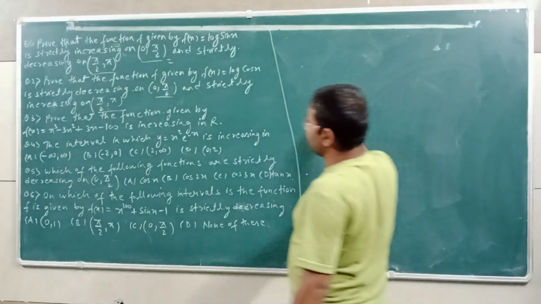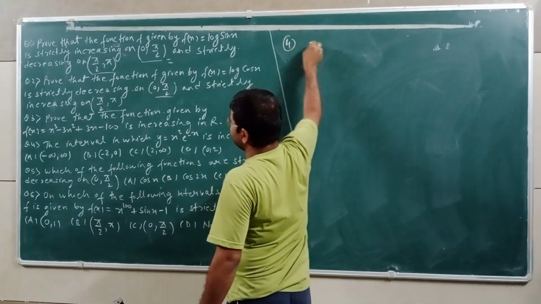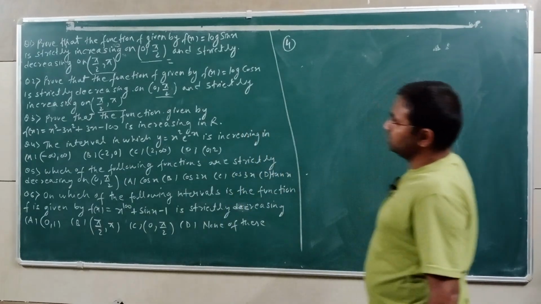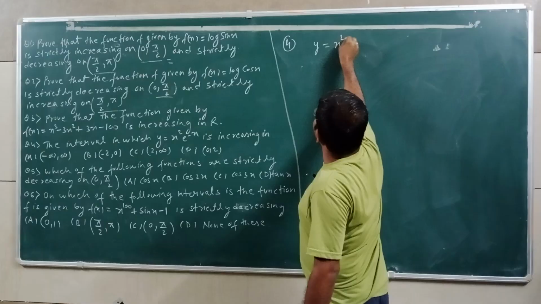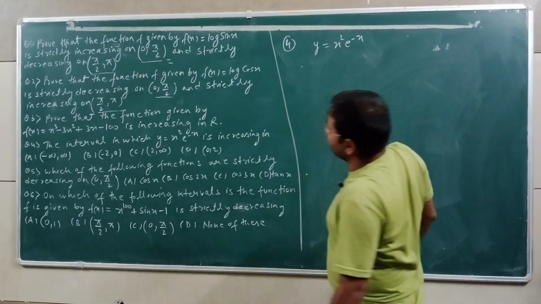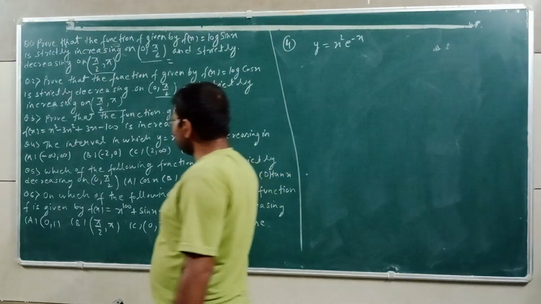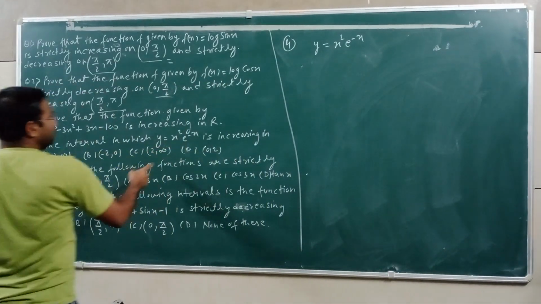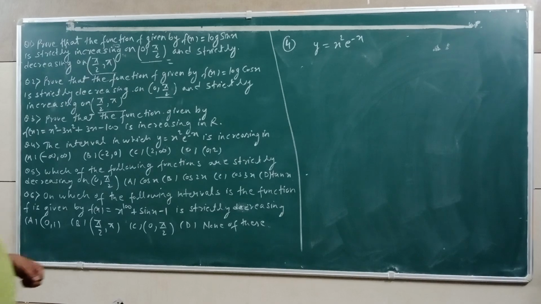Okay, now let us see the fourth one. The function is given: y equal to x square e to the power minus x. You have to tell in which interval this function will increase.